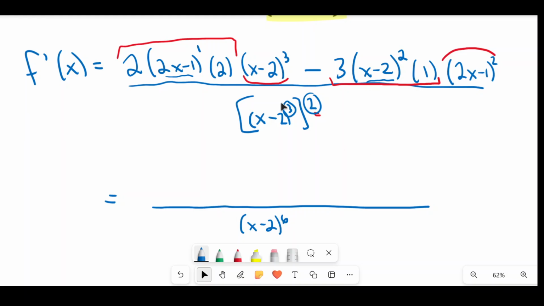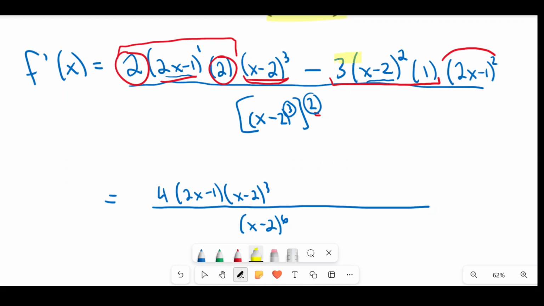And now looking at the numerator, in this first term, this whole first term right here, I have a multiplication by 2, and then a bracket. And I don't want to expand those brackets if I don't have to. So I'm going to do 2 times 2 is 4. And then I would have 2x minus 1 to the exponent 1, and x minus 2 to the exponent 3.